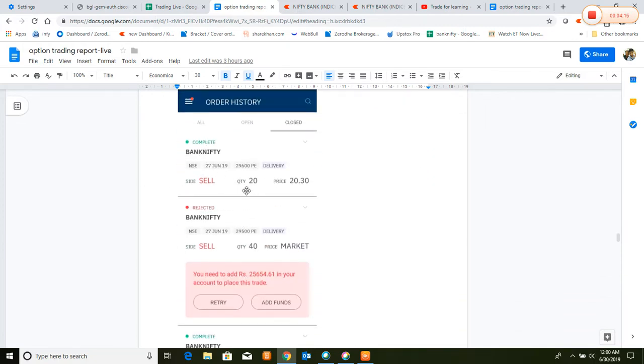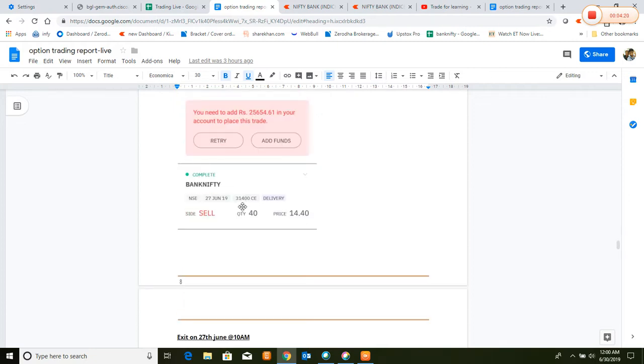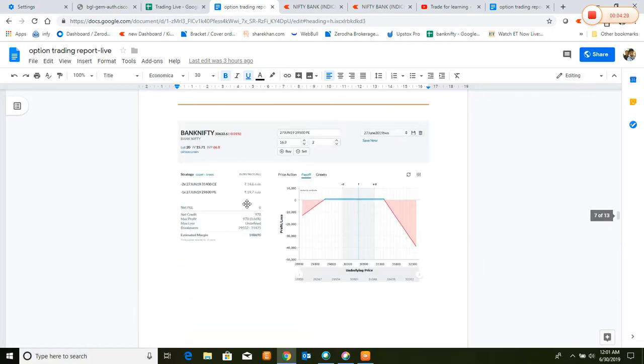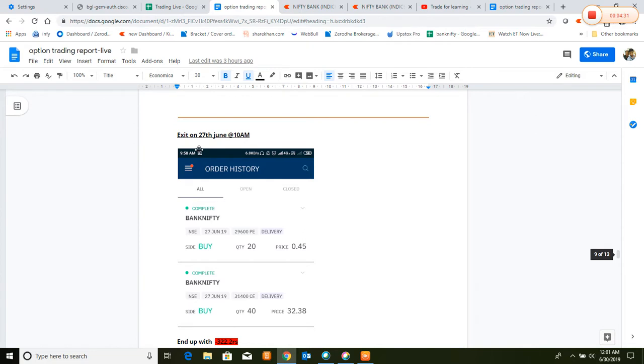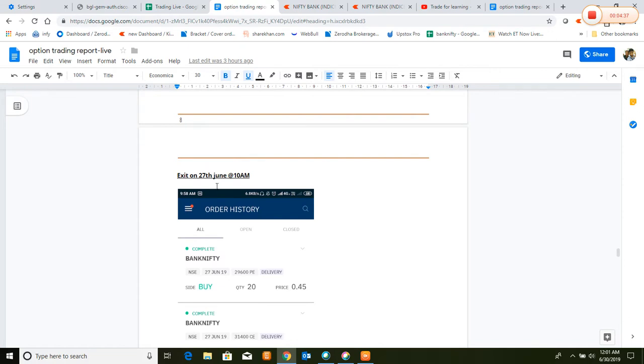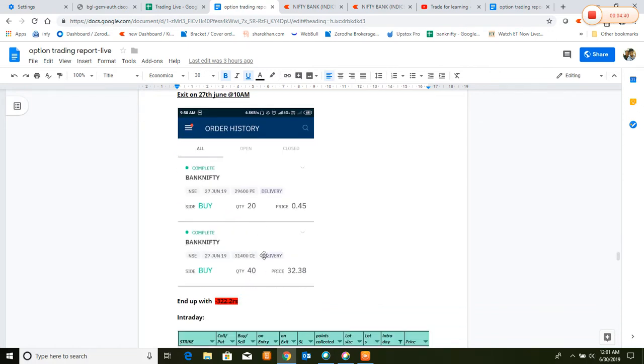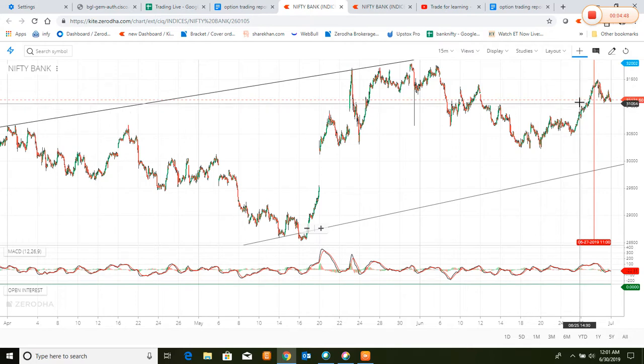If you see here, we sold 1 lot of the 29,600 put at 20.35 rupees, and we bought 2 lots of the 31,400 call at 14.4 rupees. And again we exited on 27th June at 10 a.m. The market was in a hype, like it was about to reach the 31,400 call. See here, it was trading somewhere here. That's why the option price was high, even though it's expiry day.